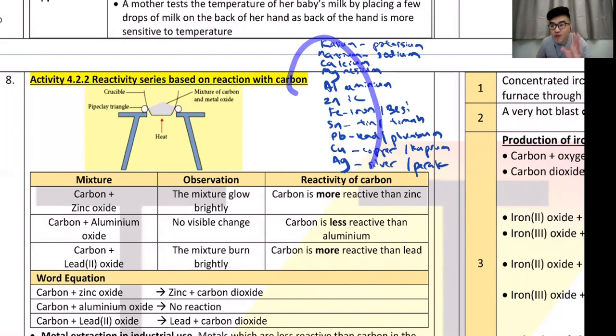Especially if you are going for chemistry next year. You might as well just memorize it now, because next year you are using this all over. The exact same thing. You will use it until your SPM. So might as well you memorize it now. So let me repeat again.